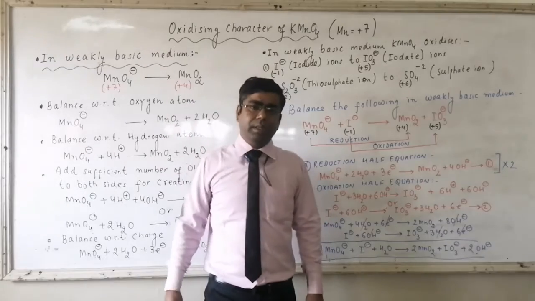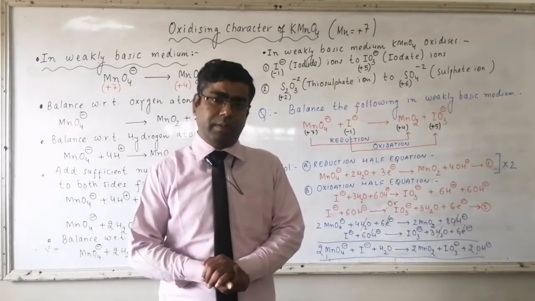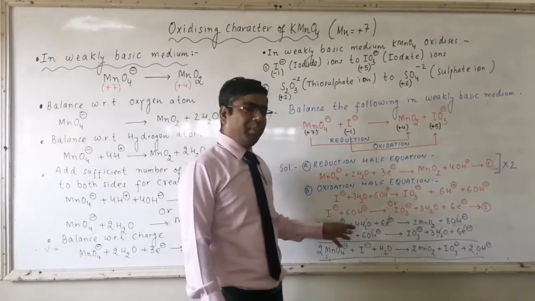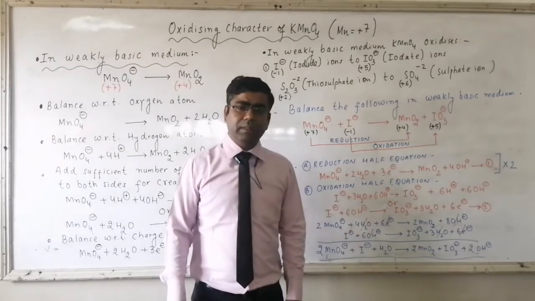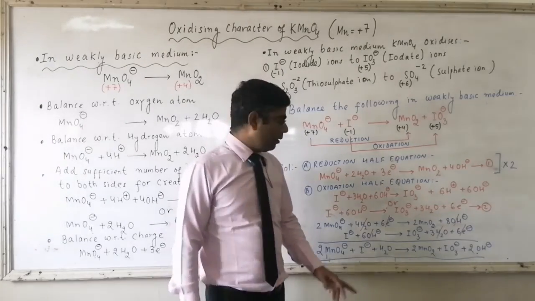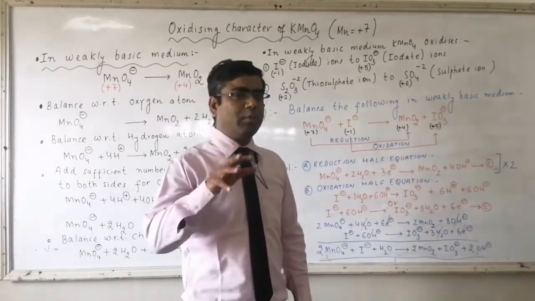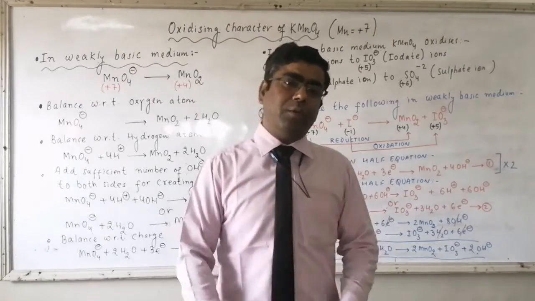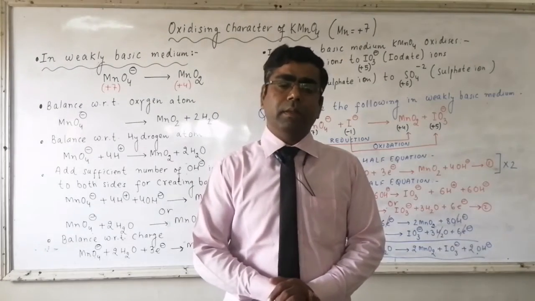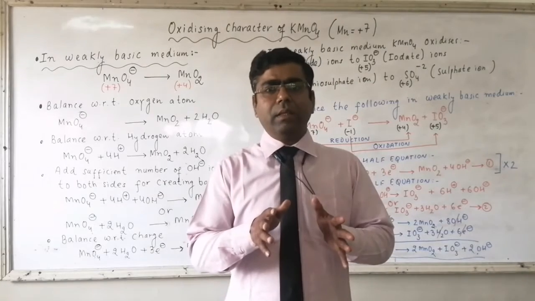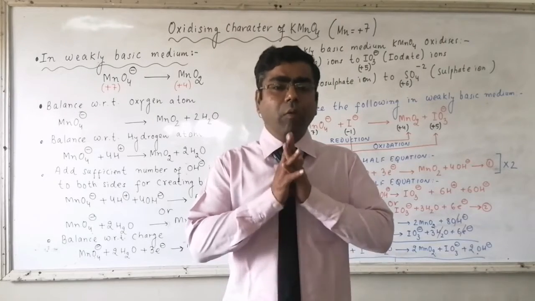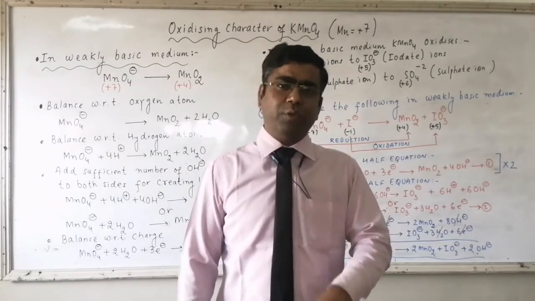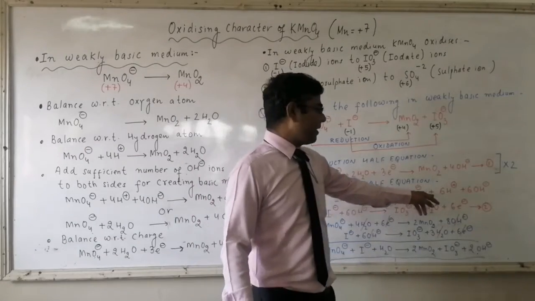Now the next step, balance the equation with respect to hydrogen. Because when we add H2O, the number of H atoms will increase on the reactant side. 3 into 2, 6 atoms of hydrogen are there on the reactant side. So we require 6 atoms of hydrogen on the product side also. So for balancing with respect to hydrogen, we will add a sufficient number of H plus ions to the side which is deficient in hydrogen. So here we will add 6H plus.